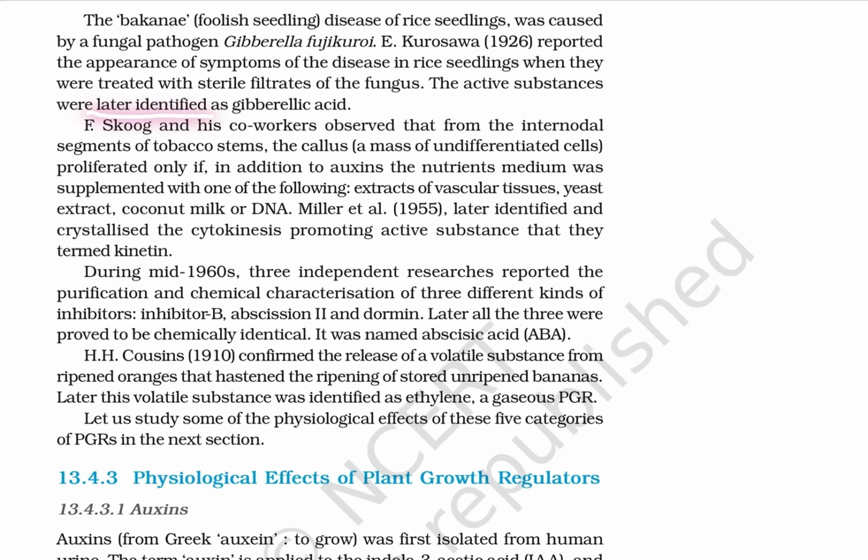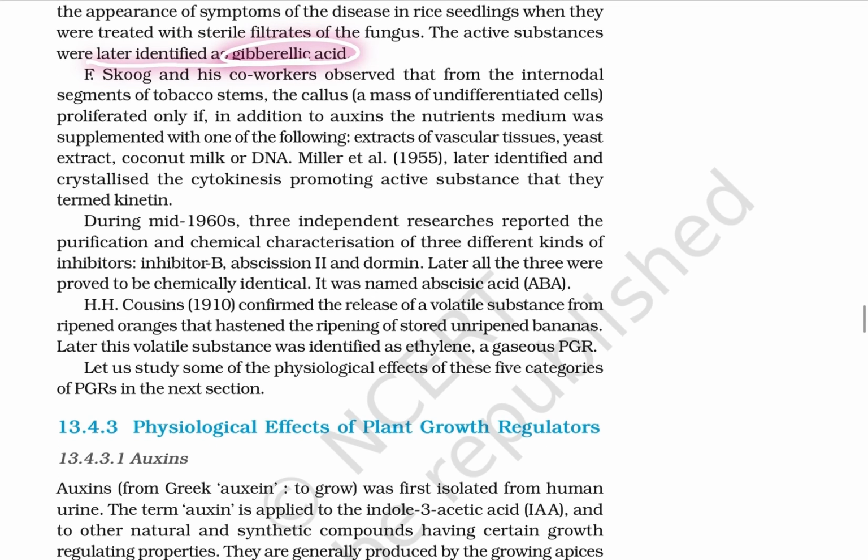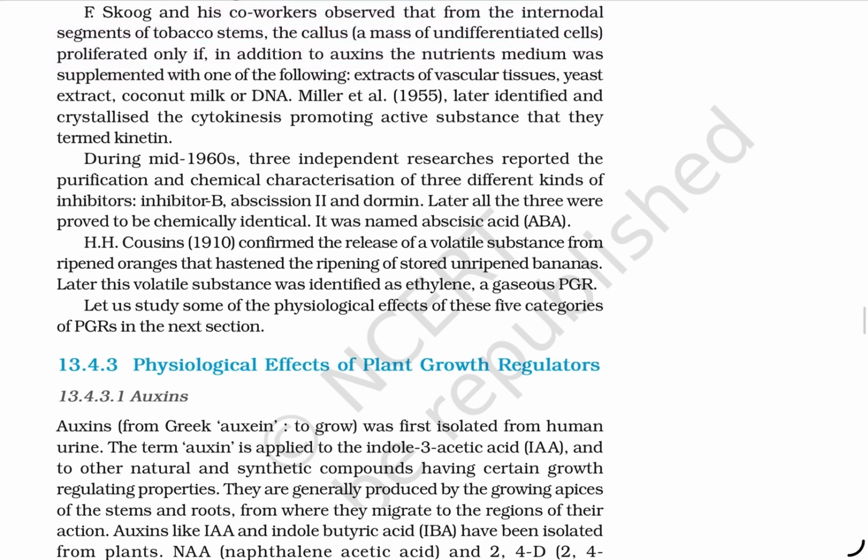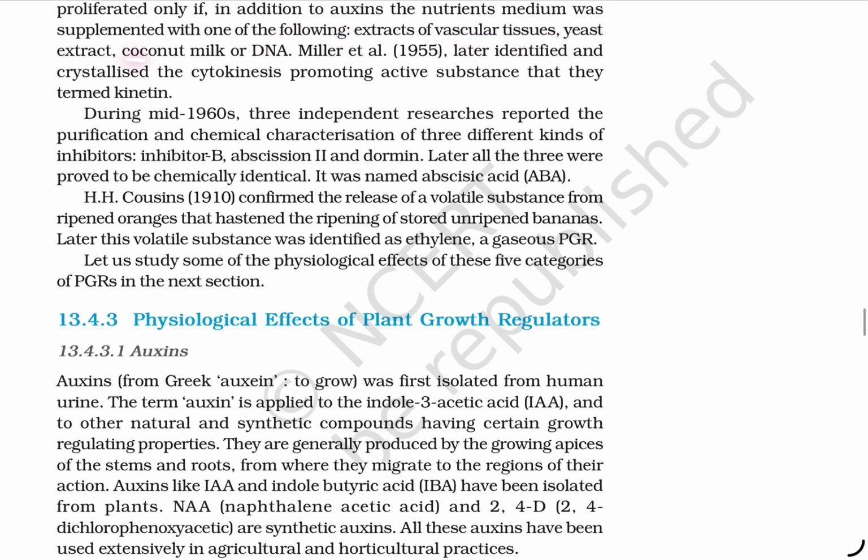The active substance was later identified as gibberellic acids. F. Skoog and his co-worker observed that the internodal segments of tobacco stem, the callus, a mass of undifferentiated cells, proliferated only if the addition of auxin in the nutrient medium was supplemented with one of the following: extracts of vascular tissues, yeast extract, coconut milk, or DNA.